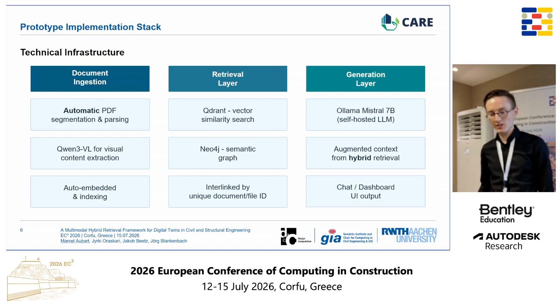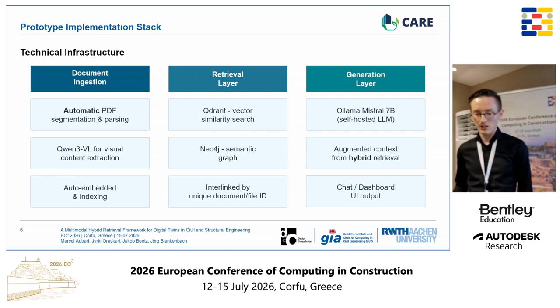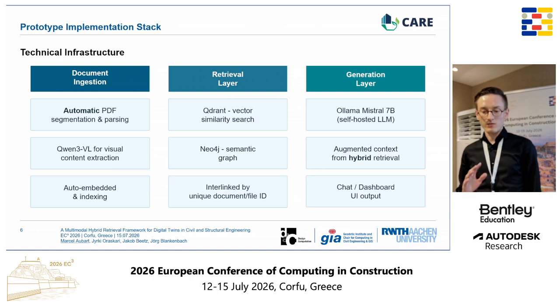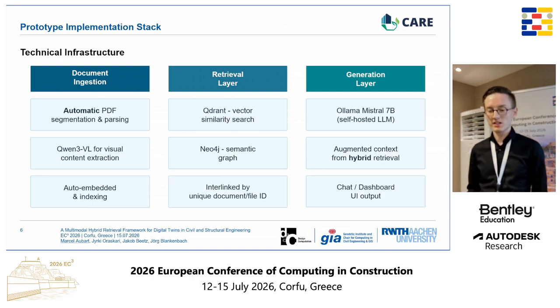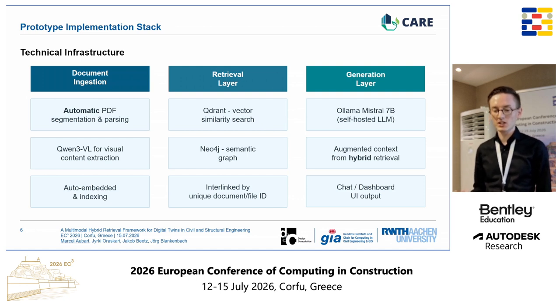For the technical infrastructure, I will just quickly go through this one. For document ingestion, we can automatically ingest PDF data. For the images, we use Granite 3 as a visual language model, and we auto embed and index them. For our retrieval layer, we use Qdrant as a vector database for the vector similarity search, and Neo4j as our graph database for the semantic graph. In the generation layer, we then use Ollama Mistral to interact with our whole system and be able to get user inputs out of it.